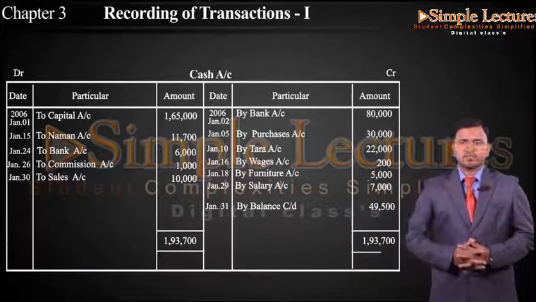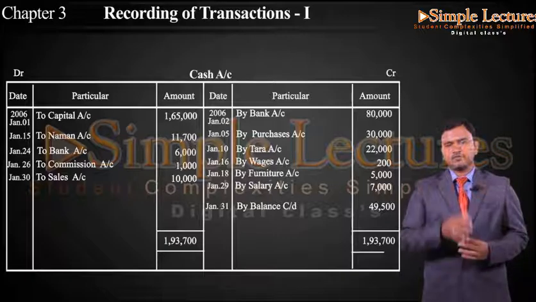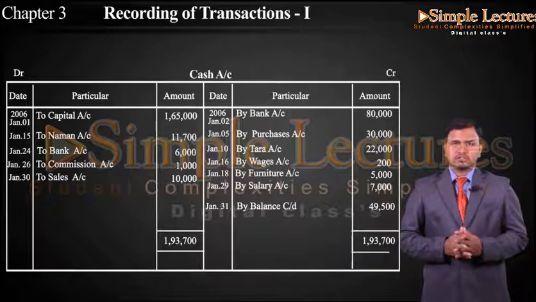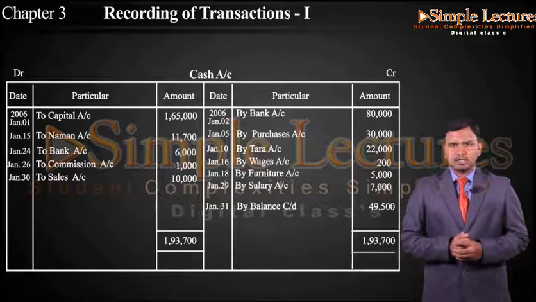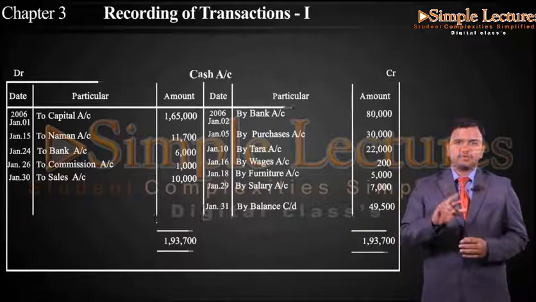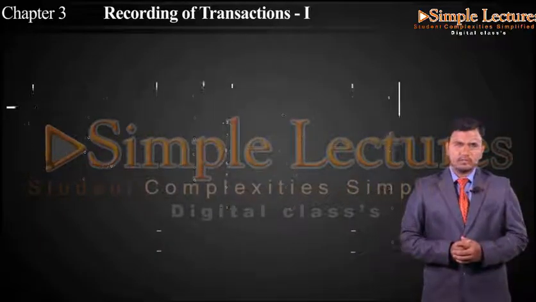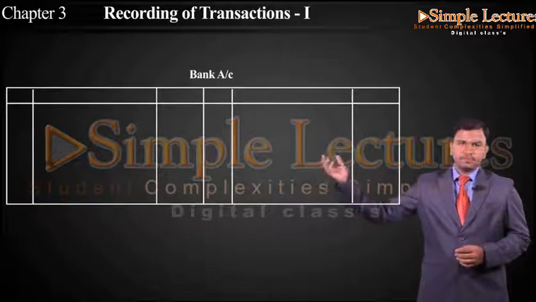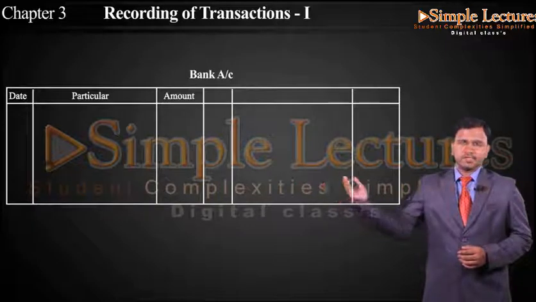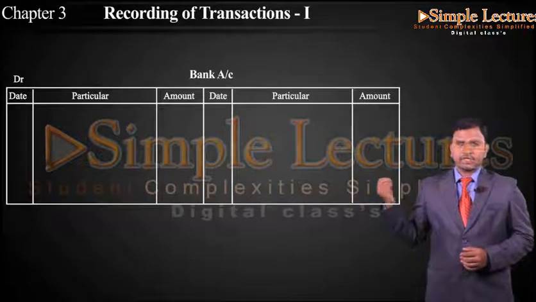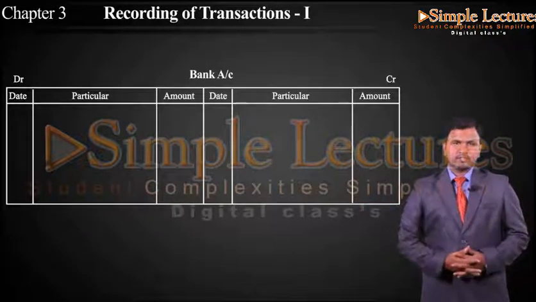So let us take the next account which we have to prepare. Let us start from the first journal entry, where we have to prepare a ledger account for the bank account. In the journal, wherever we have bank, the same entries will be posted to the bank account. So let us take the format first. Title will be bank account, the format will be date, particulars, amount, date, particulars, amount. In the left hand side debit and in the right hand side credit. So let us start from the journal account.